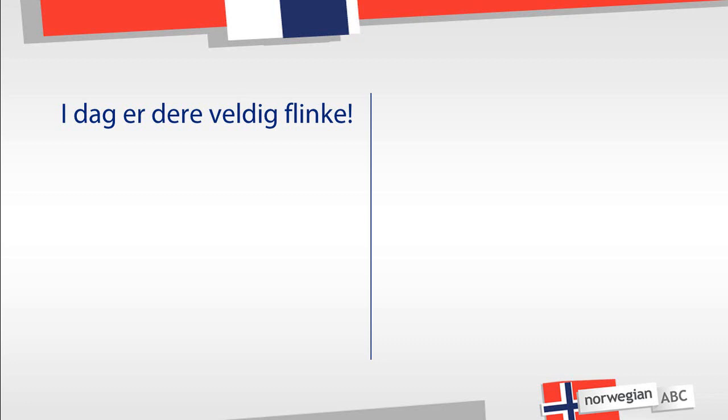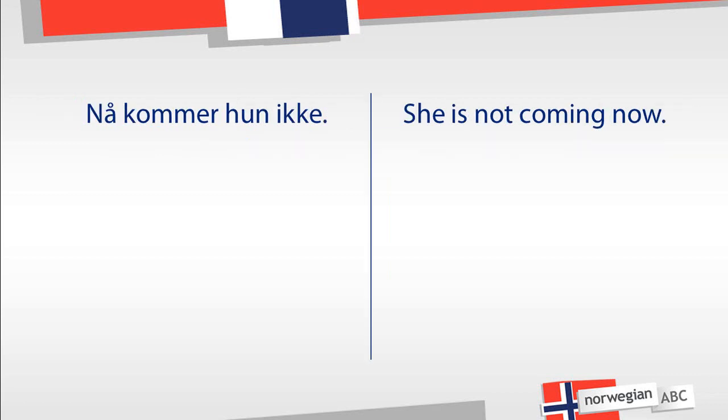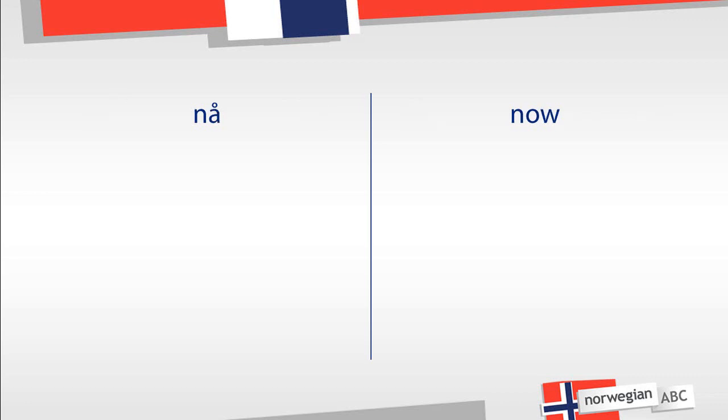Let's analyze the model of a main negative sentence that is not started by the subject. In this sentence, the predicate will be in the second place, and then the subject and setningsadverbial ikke. Nå kommer hun ikke. She is not coming now. Think of a sentence of this model. To make it easier, start with nå. Now. How did you do? Listen to our examples of sentences and be sure to think of your own sentences. Try to use new words.